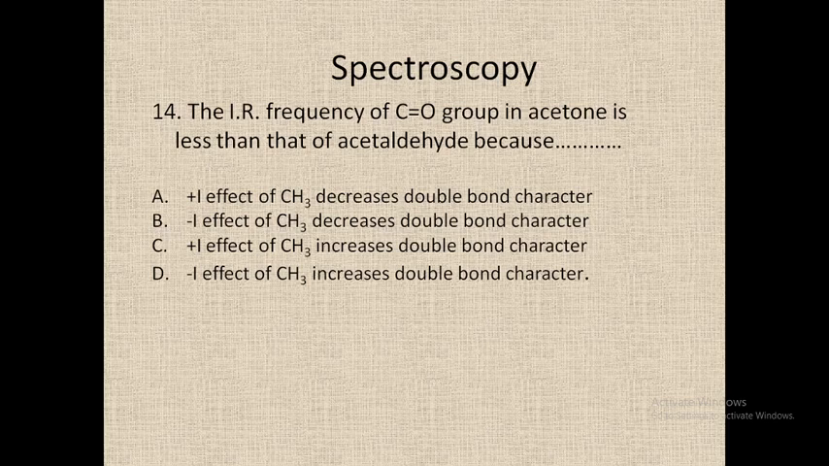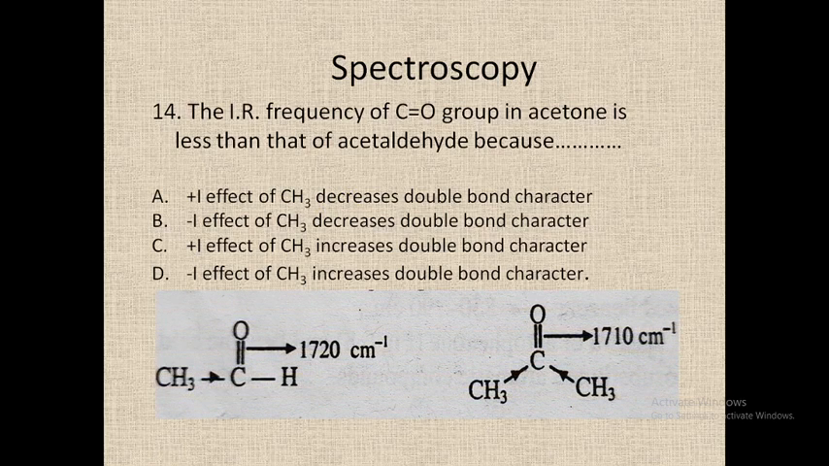So what will happen then? Electron donation effect will be there, just as we have seen in the earlier slide. So when electron donation will be there, single bond character increases. In case of acetone, two methyl groups are there. They are showing more plus I effect as compared to acetaldehyde, and therefore the IR frequency of the carbonyl group in acetone is less than that of acetaldehyde.